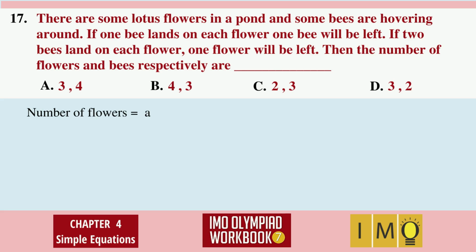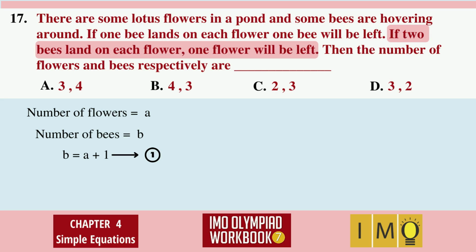Let's say the number of flowers is A and the number of bees is B. From the first statement, we can infer that B is equal to A plus 1. Let us consider this as equation 1. From the second statement, we can find out that B is equal to 2 into A minus 1. Let this be equation 2.